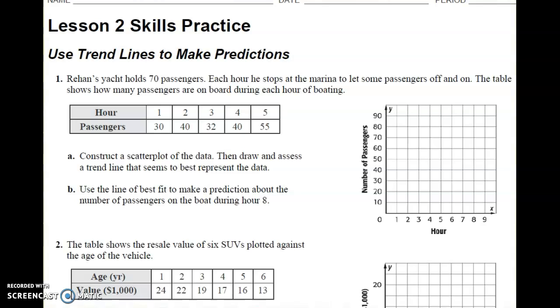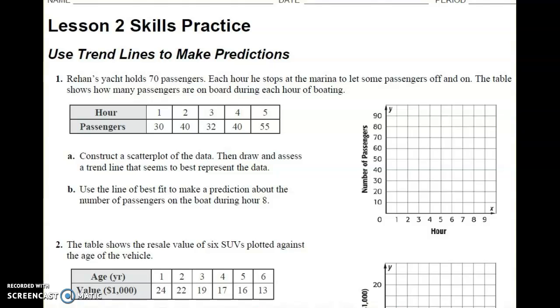Alright, so Rayhan's yacht holds 70 passengers. Each hour he stops at the marina to let some passengers off and on. The table shows how many passengers are on board during each hour of boating. So first we're going to graph it by hand.